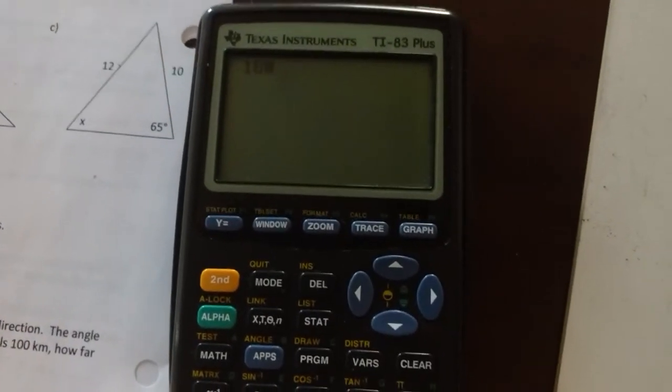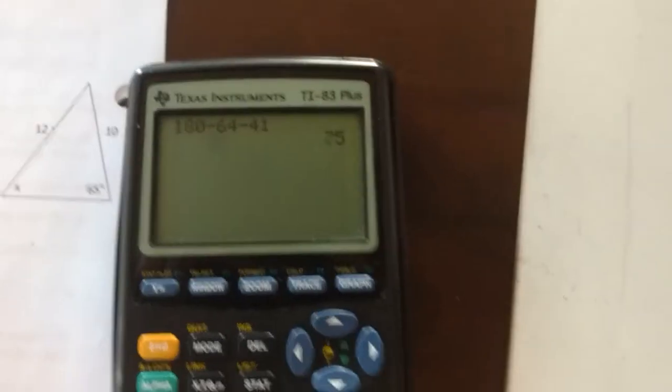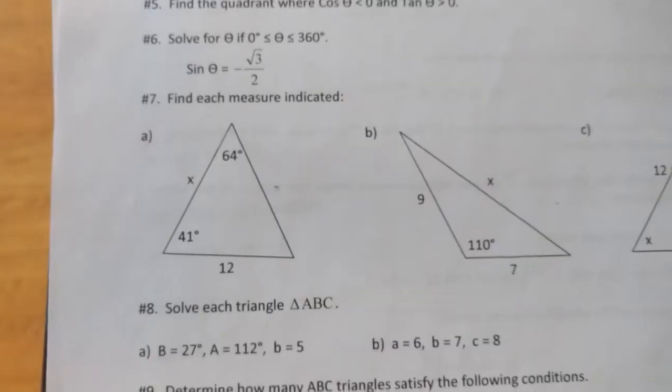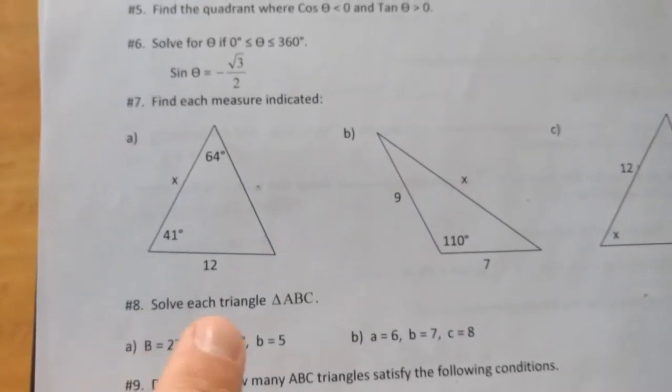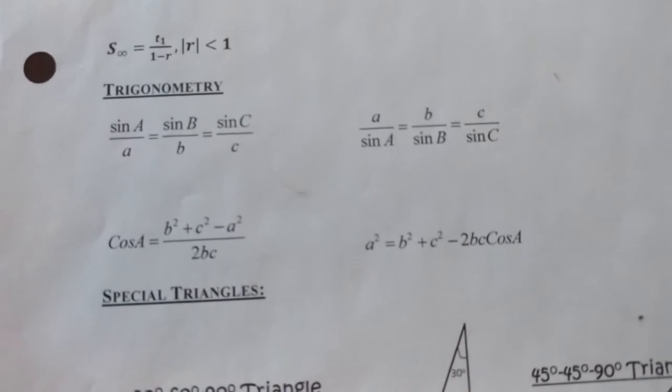Just go 180 minus 64 minus 41. And then that's going to give us a missing angle of 75 degrees. So we know this angle way down in the corner here is going to be 75 degrees. So now, noticing that we have 75 degrees here and we're looking for the opposite side, we can use one of our trig laws here, either sine law on the top or cosine law on the bottom.